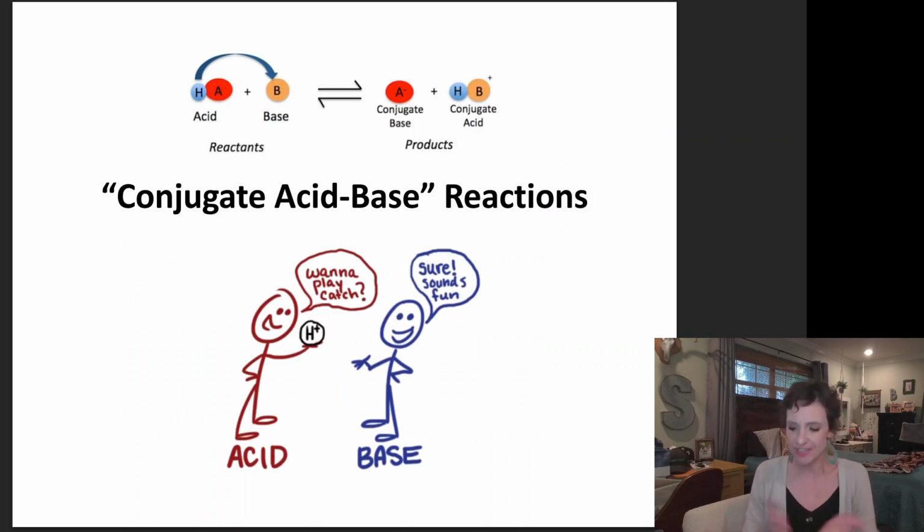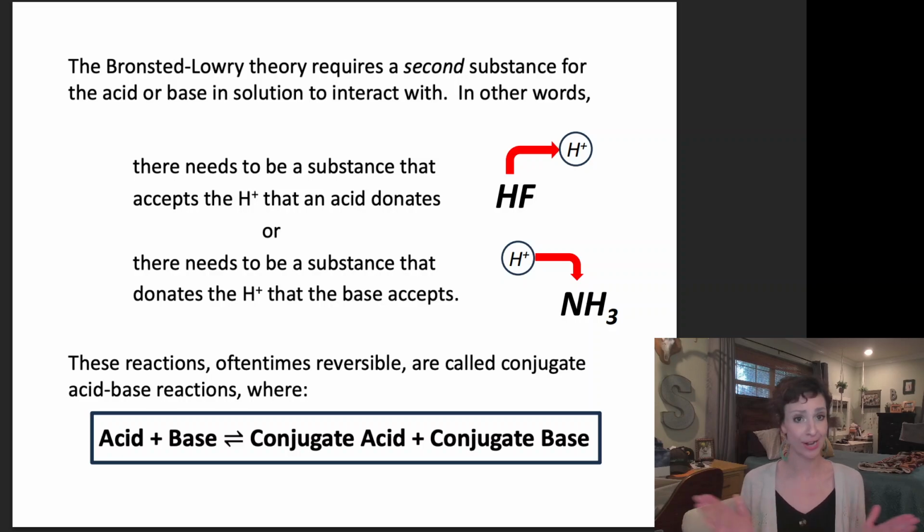Okay, so what this leads into is this concept called conjugate acid-base reactions, okay? So the Bronsted-Lowry theory requires a second substance for the acid or base in the solution to interact with.